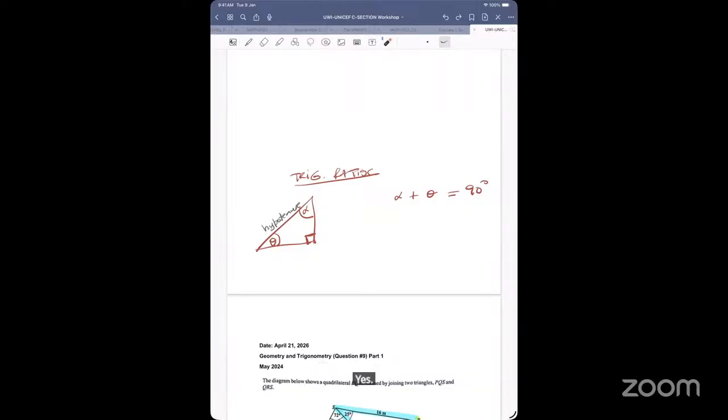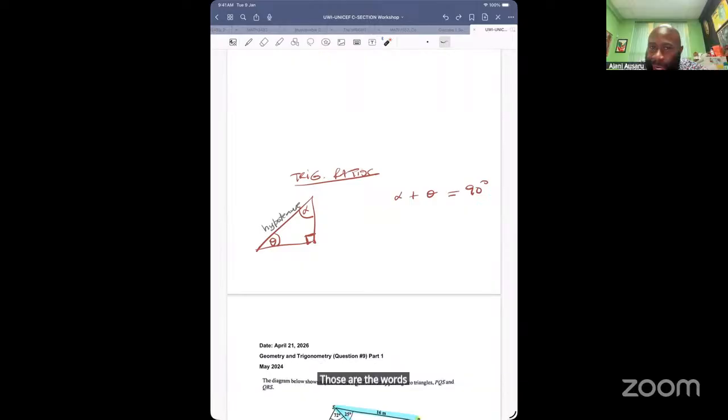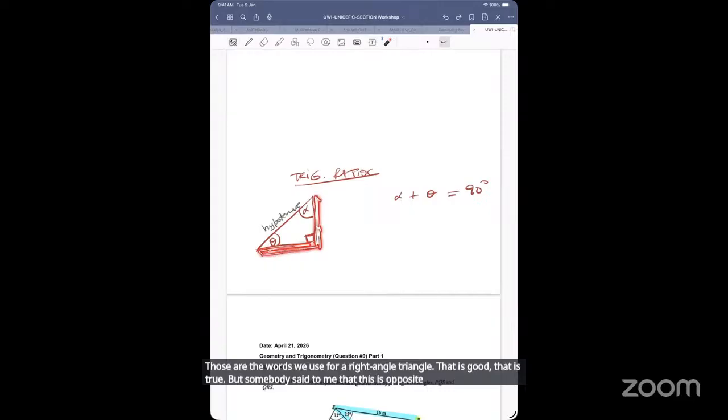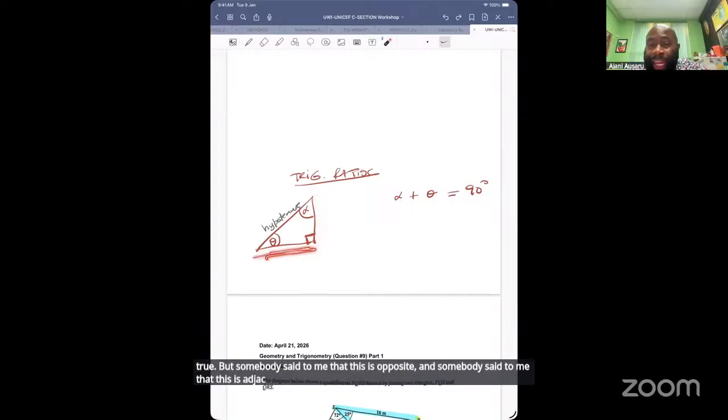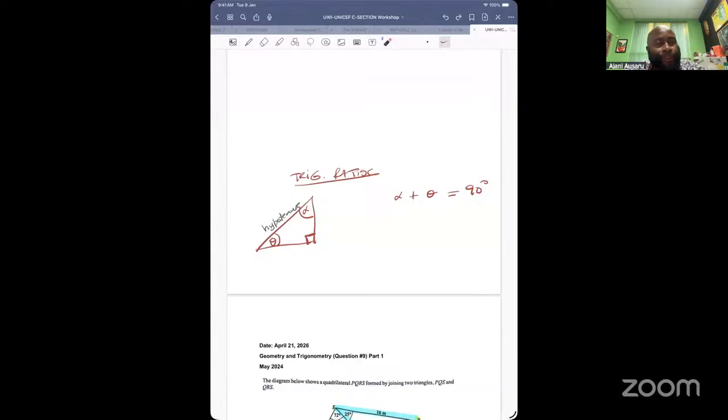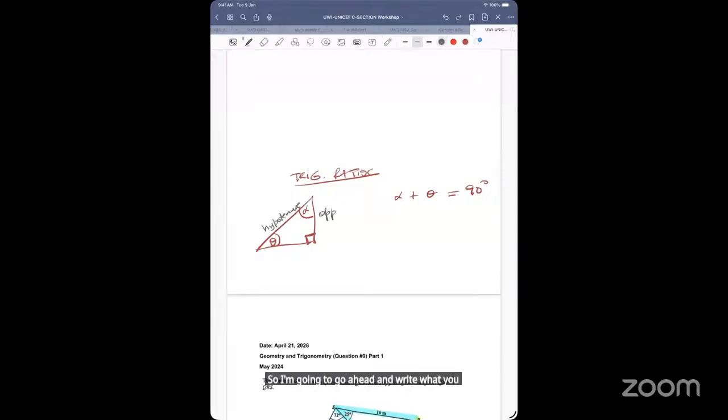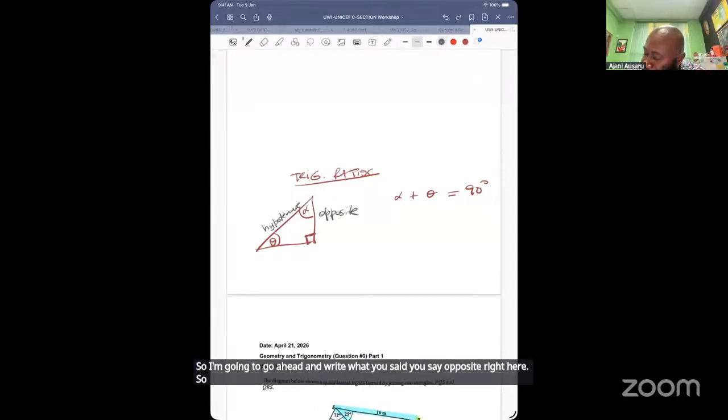Those are the words we use for a right angle triangle. That is good. That is true. But somebody said to me that this is opposite, and somebody said to me that this is adjacent. And I am saying that I am not so sure. I'm not so convinced. So why is it that sir has a problem? I'm going to write what you say, opposite right here, and somebody says adjacent.